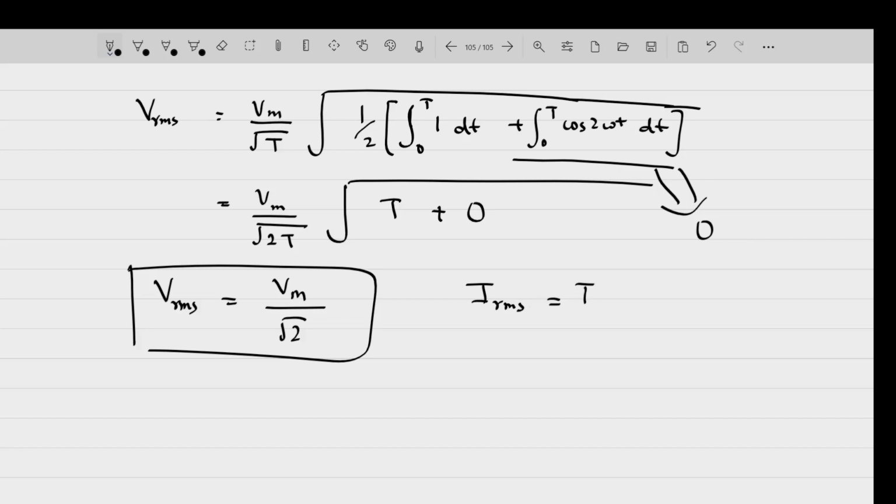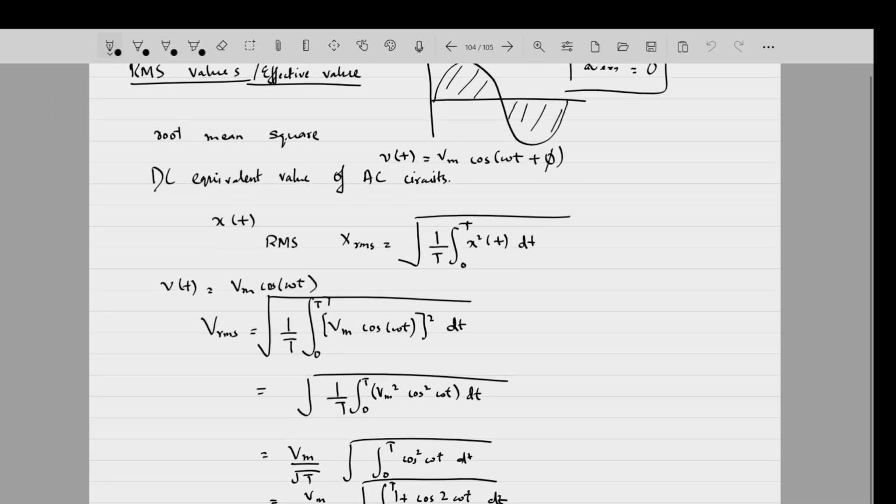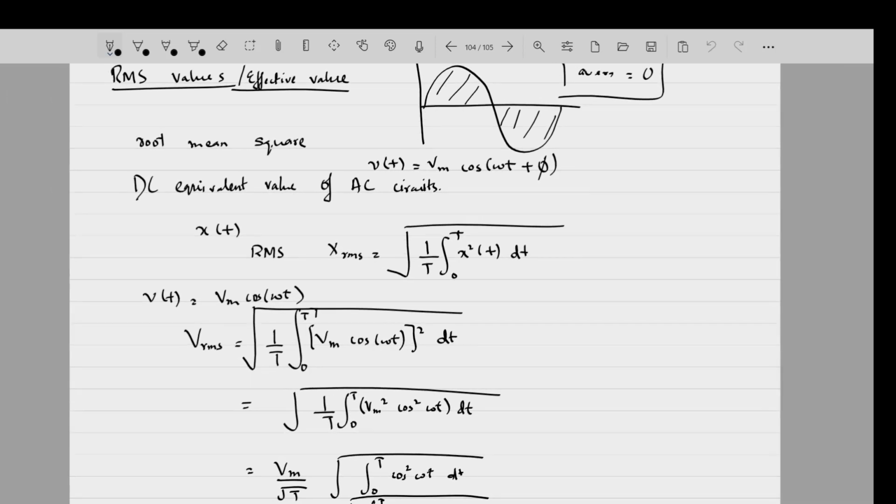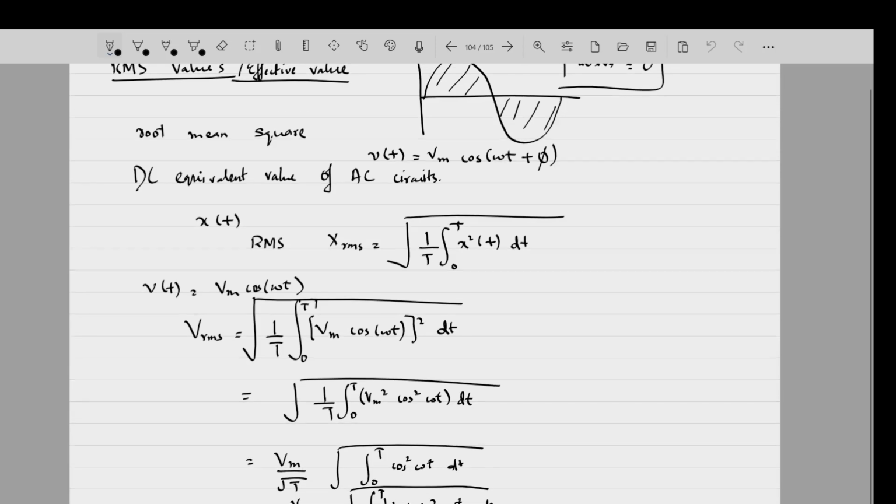ऐसे ही आप I का भी निकाल सकते हो, Irms वैल्यू भी आपका Im by root 2 आएगा। So what we are doing is we are finding out the root mean squared value. So for any function x(t), root mean squared value means taking its square first, then finding out its average value or mean value over the complete time period T, and then applying the square root so as to nullify the effect of the square that we have taken earlier. So this gives us the DC equivalent value of our function.